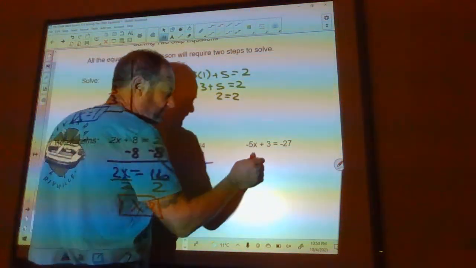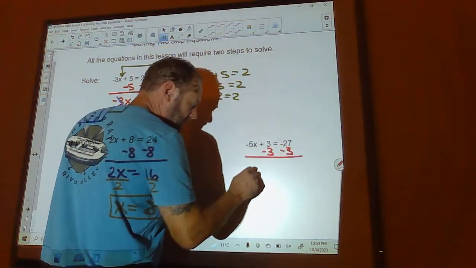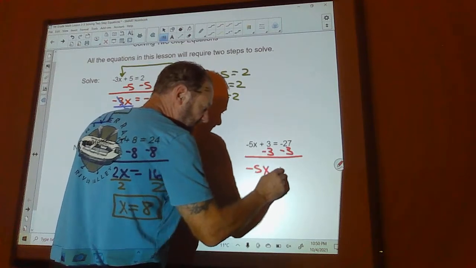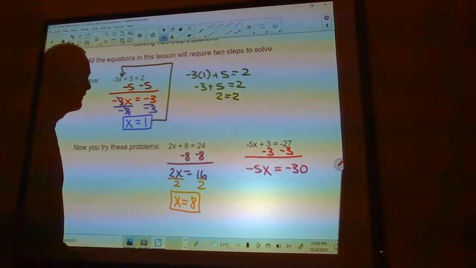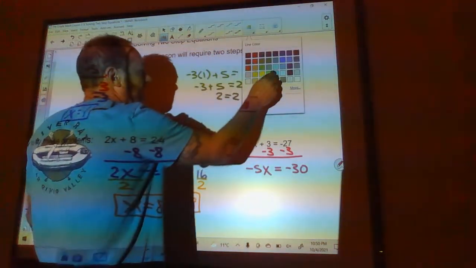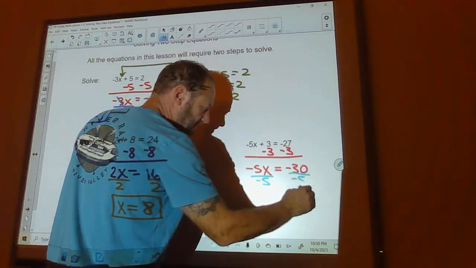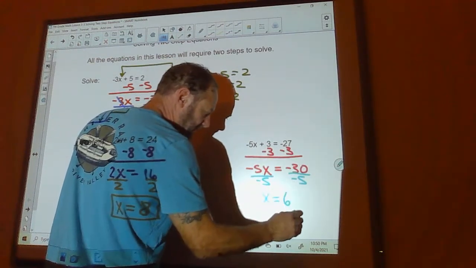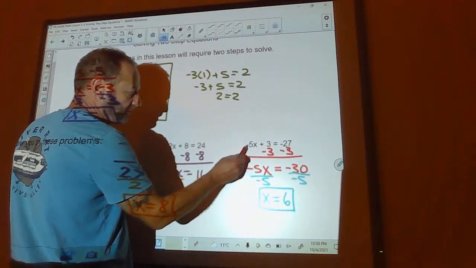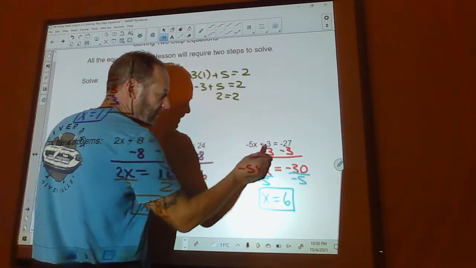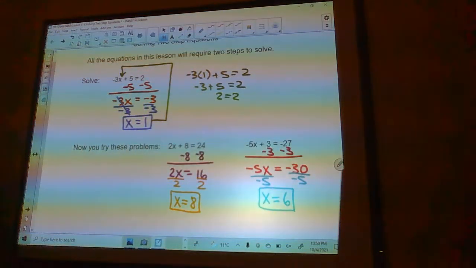Okay, over here, on this one, the first thing I'm going to do is subtract 3 from both sides. So I'm going to get negative 5x equals negative 30. And then my next step is going to be to divide both sides by negative 5. And I'm going to get x equals 6. So I'm going to take 6 and substitute it back in here. Negative 5 times 6 is negative 30. Add 3 to that, I get negative 27. So I've checked my answer again, and it works.